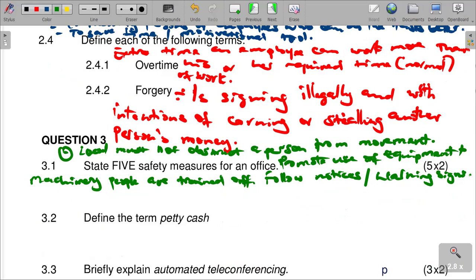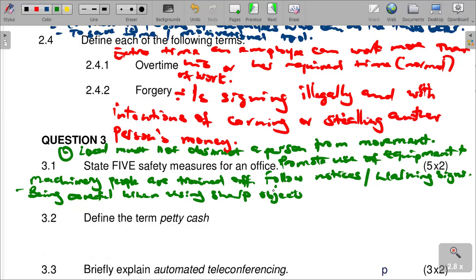And also, people must be careful when using sharp objects. Office safety. People must be careful when using sharp objects in order to avoid injuries, in order to avoid accidents, in order to avoid problems.